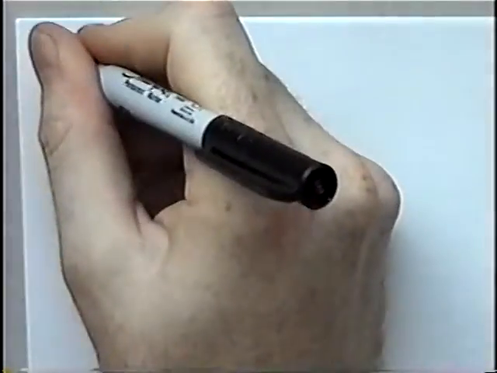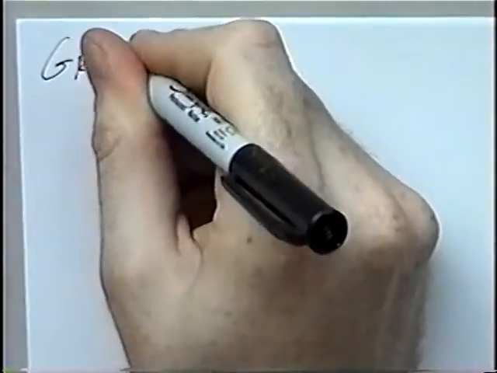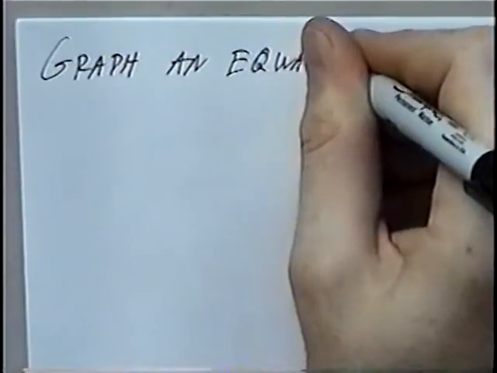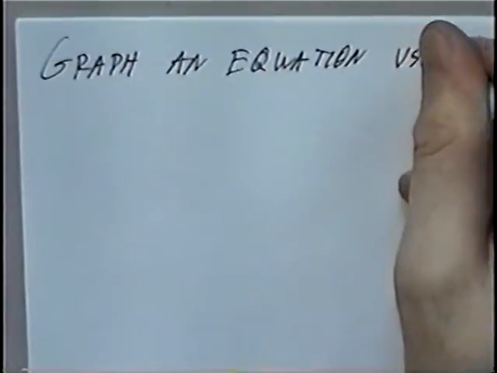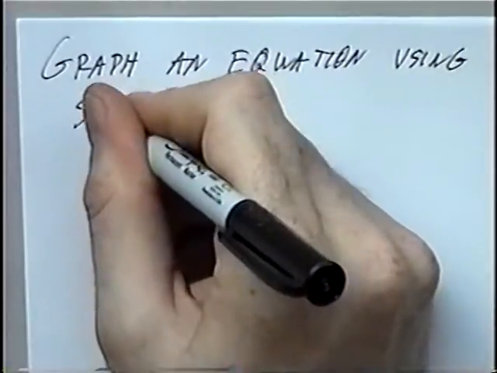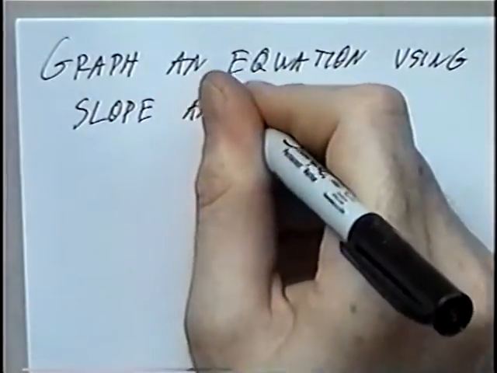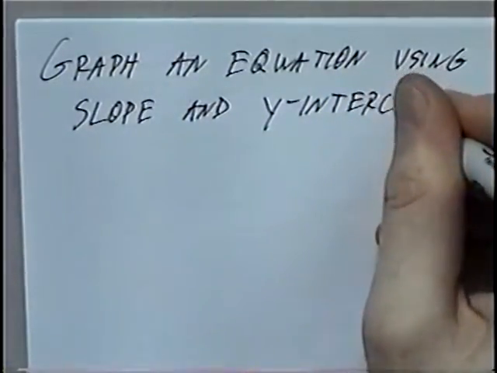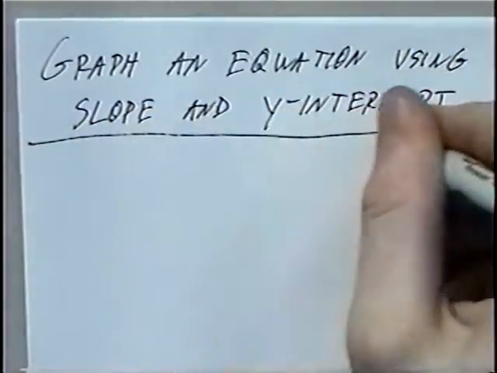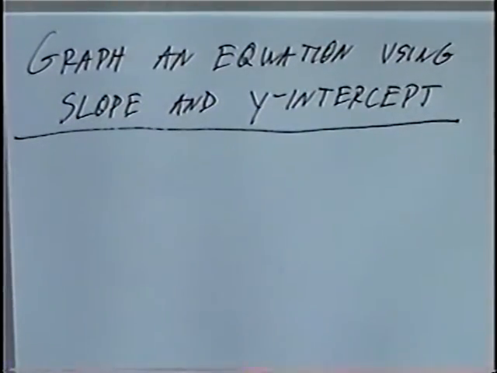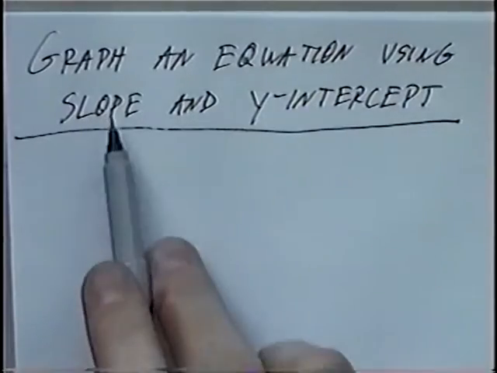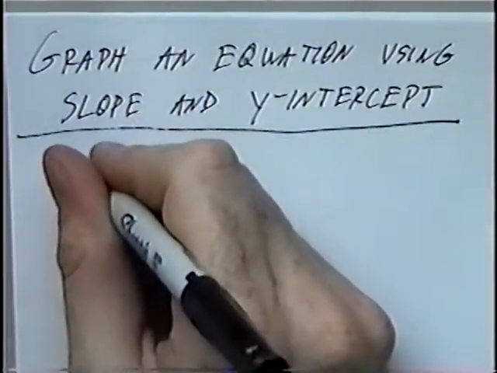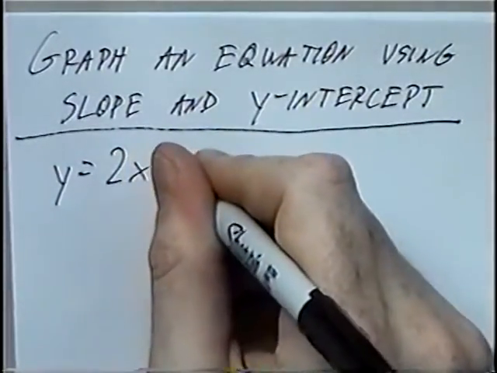Title of the last section today is Graph an Equation using slope and Y-intercept. In this section, we'll graph an equation on an xy axis using the slope and y-intercept. First equation, y equals 2x plus 4.